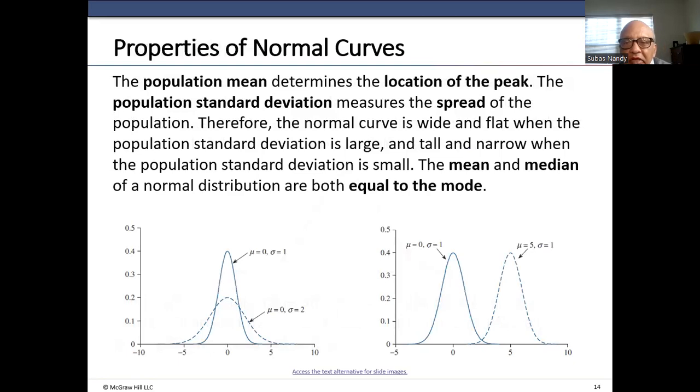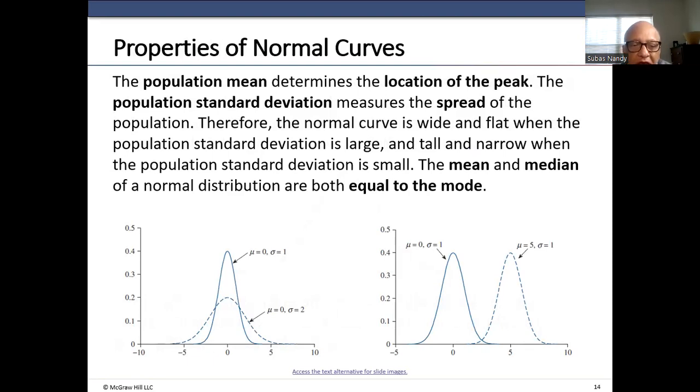Population mean determines the location of the peak. The population standard deviation measures the spread of the population. Therefore, the normal curve is wide and flat when the population standard deviation is large, and tall and narrow when the population standard deviation is small. The mean and median of a normal distribution are both equal to the mode.